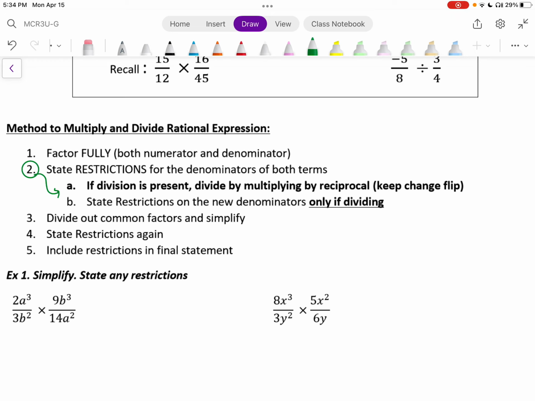Okay, then you're going to go ahead, same idea. You're going to divide out any common factors that we have, simplify, make a statement with the restrictions again, and have a final statement at the end.